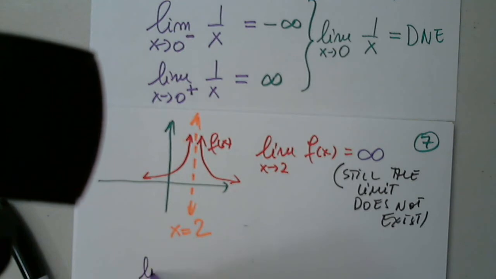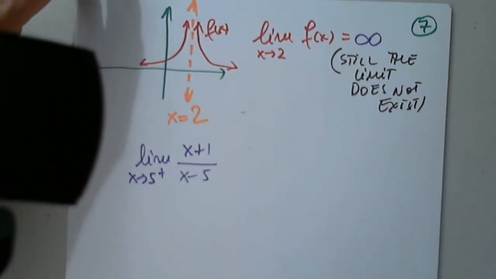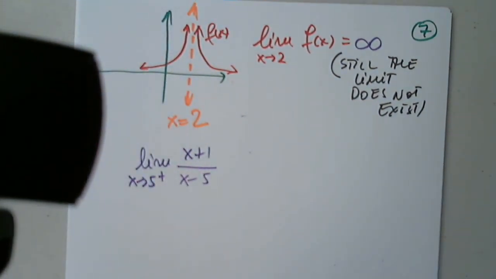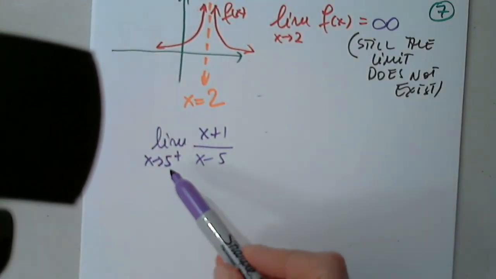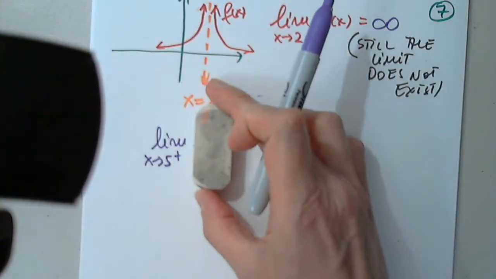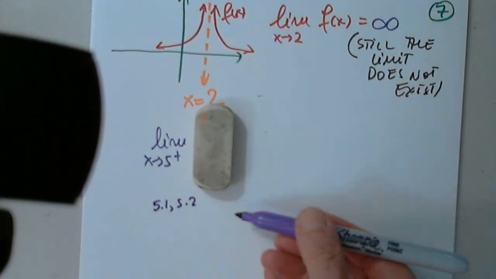So here's one. Limit of x plus 1 over x minus 5 as x approaches 5 from the right. Okay, so here's our first example. Of course, we are not going to graph all functions ever to determine the limit. Oh, no, no. We're asked to find the limit of this function when x approaches 5 from the right. What does this mean? It means that it approaches with numbers like 5.1, 5.2 from the right-hand side, with numbers larger.